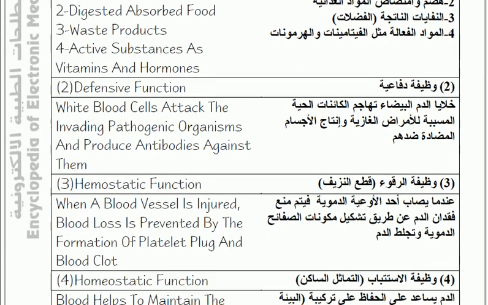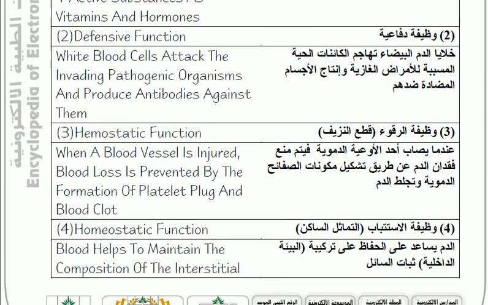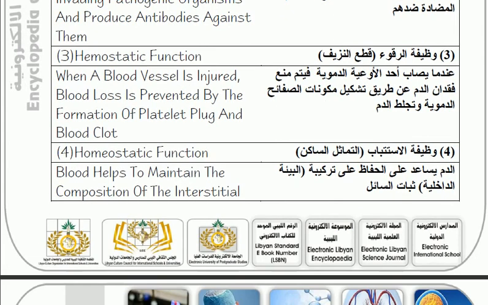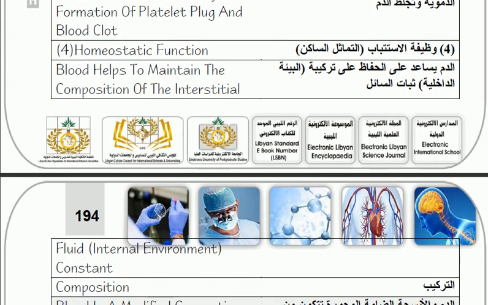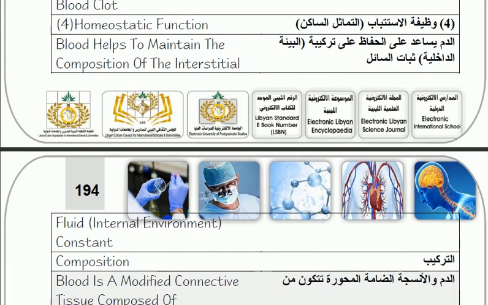2. Defensive function. White blood cells attack the invading pathogenic organisms and produce antibodies against them. 3. Hemostatic function. When a blood vessel is injured, blood loss is prevented by the formation of platelet plug and blood clot. 4. Homeostatic function. Blood helps to maintain the composition of the interstitial fluid, the internal environment, constant.